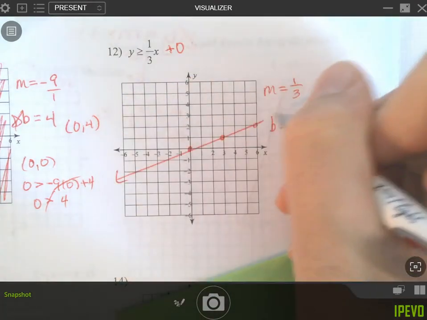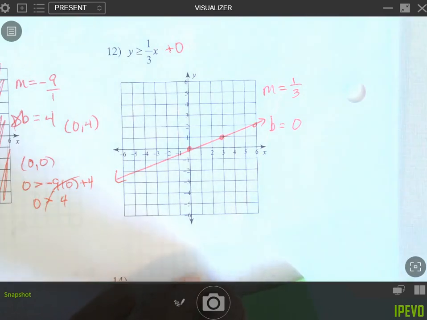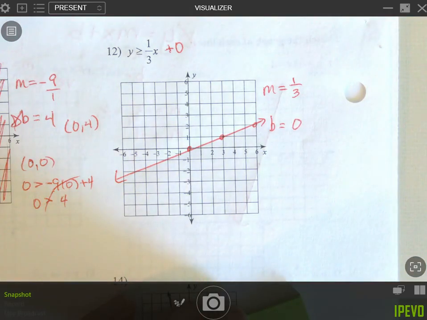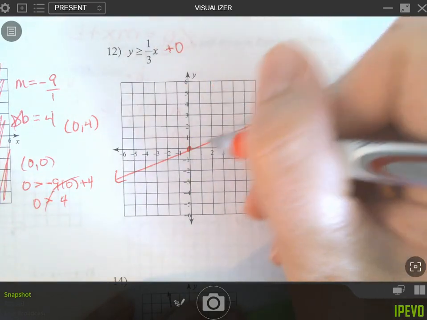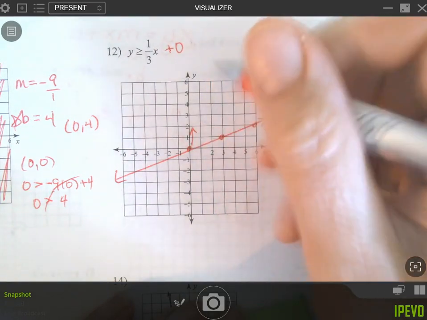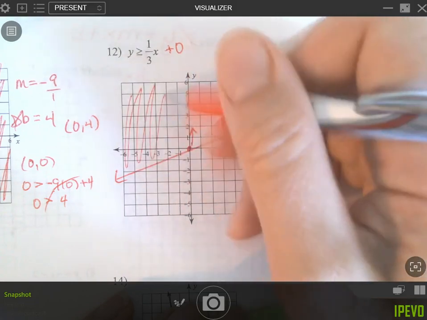Are you putting arrows on your line to show that it extends indefinitely? And then which way should we shade this one? It says y is bigger than the line. So if you look at your y-axis, we would be going up. These are the y values that are bigger than our line.